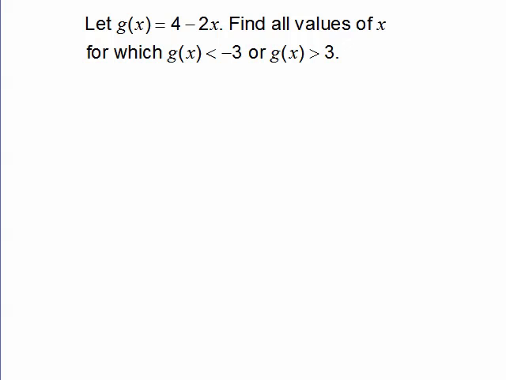Let g of x equals 4 minus 2x. We're asked to find all values of x for which g of x is less than negative 3 or g of x is greater than 3.